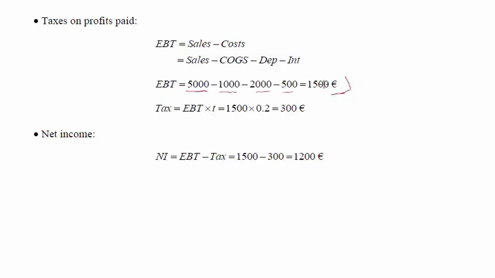Now we need to pay tax on this amount because this amount is greater than zero. And what we must pay is this fraction, 20%. So in this case it is 300 euros. So what's left for us is the difference, 1,200 euros. So this is the net income that was generated in the first year of operation.